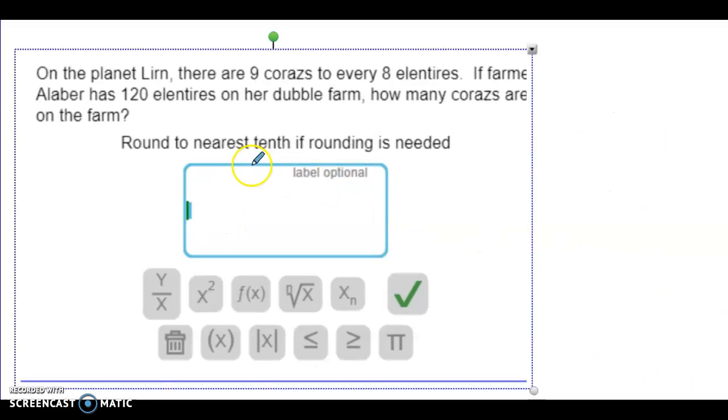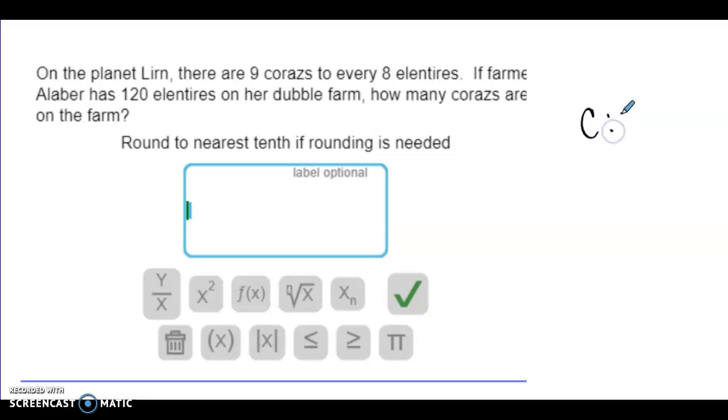All right, moving right ahead. Here I have another one, setting up the proportion. On the Planet Learn, there are 9 choras to every 8 elentries. So I'm going to use C to E for time purposes. And I have 9 C's to every 8 E's. If a farmer has 120 E's on her double farm, how many C's are on the farm? So we're looking for this. Round to the nearest 10th if necessary.